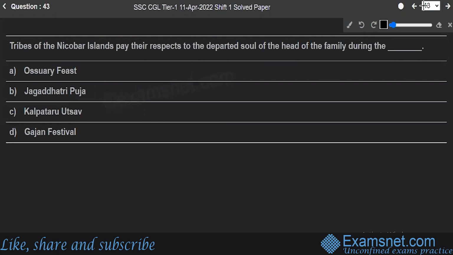Tribes of Nicobar Islands pay their respects to the departed soul of the head of the family during the Osiri feast, the Jagadatri Puja, Kalpataru Utsav, or Gajan festival. C. The tribes of Nicobar Islands pay their respects to the departed soul of the head of the family during the Osiri feast. The Andaman and Nicobar Islands dance in a captivating indigenous circle dance. It is typically performed in or around the houses on the island of Car Nicobar, during the Osiri festival or the Pig festival.